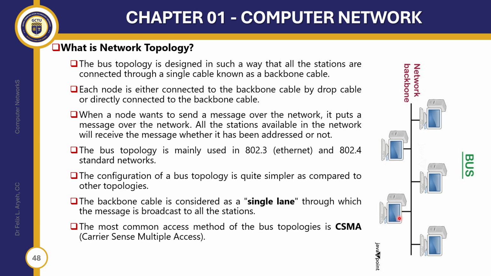So the bus topology mainly uses Ethernet, which is the 802.3 and also 802.4 standards, to achieve this particular type of system. The backbone is considered as a single lane through which messages are broadcast to all the other stations. And the most common access method of the bus topology is the carrier sense multiple access. So this is what the bus topology looks like.